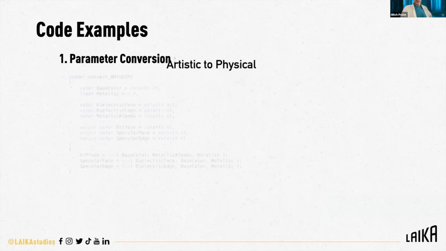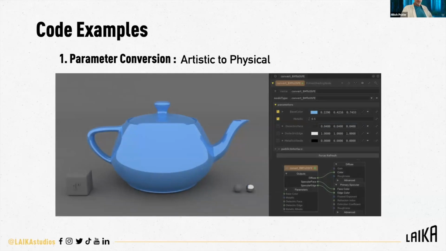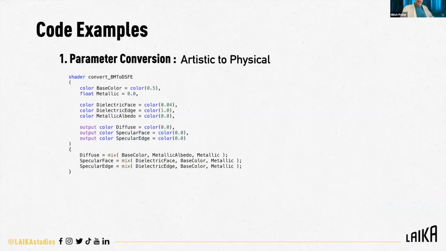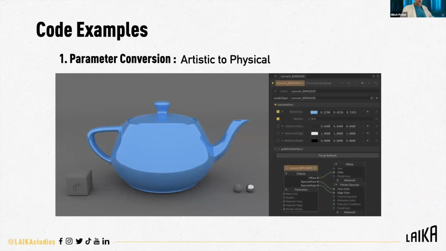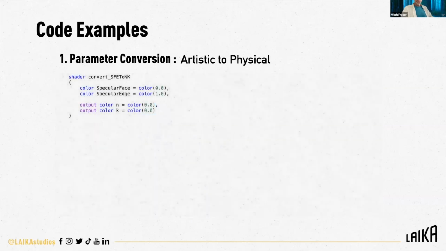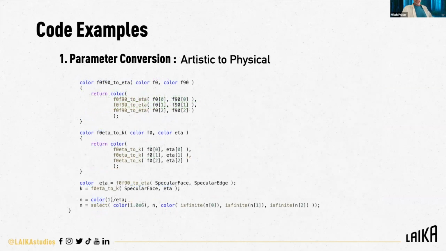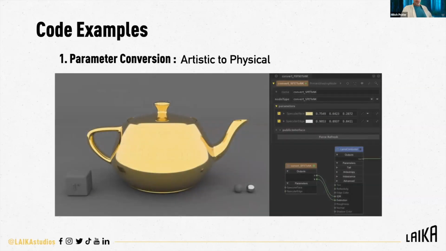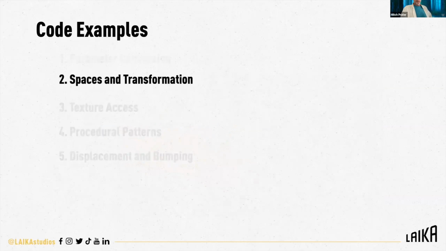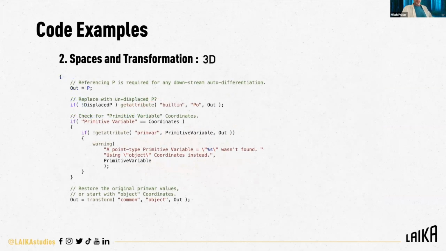So, more complex conversions. Oops, sorry, I didn't mean to skip it. Let me go back one. Yeah, it's a base color and metallic conversion. Simple, been around forever, and that's what it looks like. This one's a bit more complex. We're going to convert specular face and edge colors to physical colors. And I can see I'm getting behind here, so I'm going to start going through these very quickly so I can keep to my 10-minute time allotment.